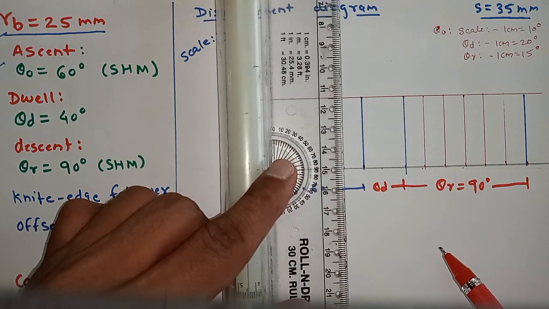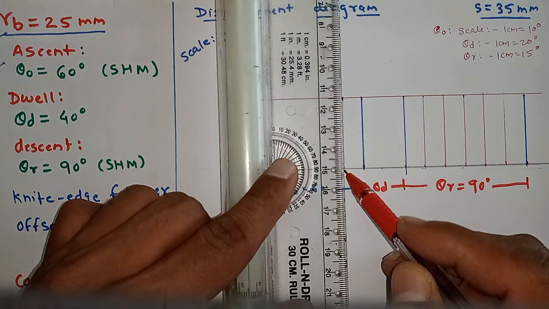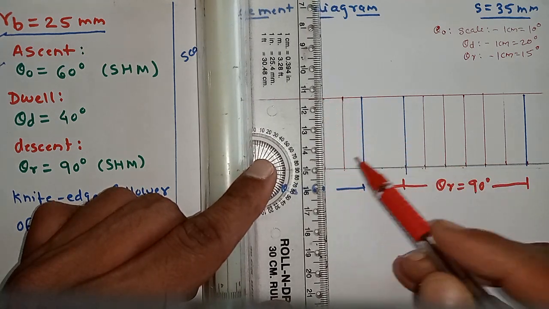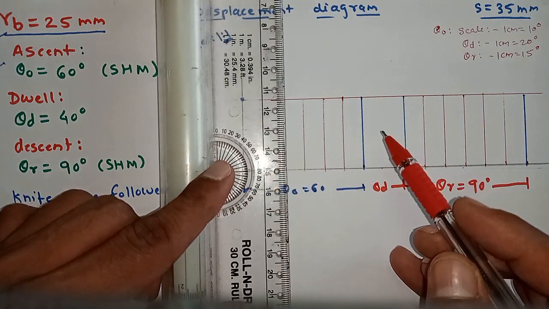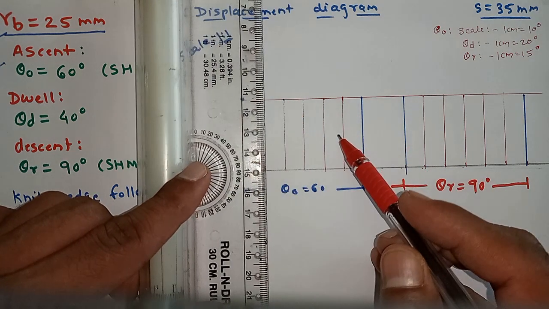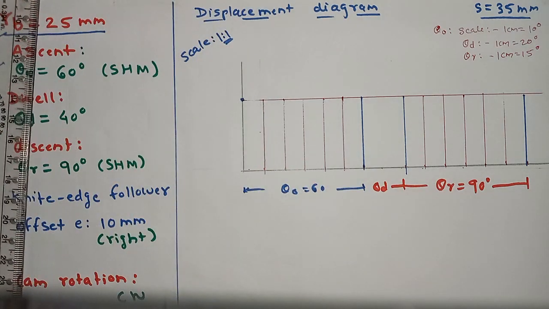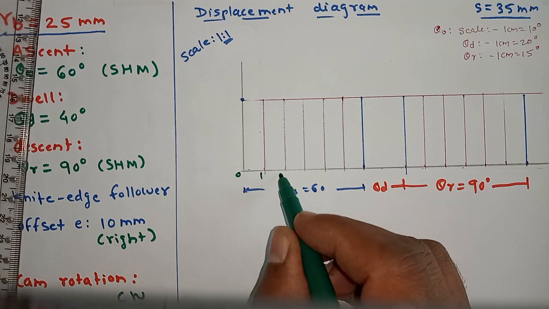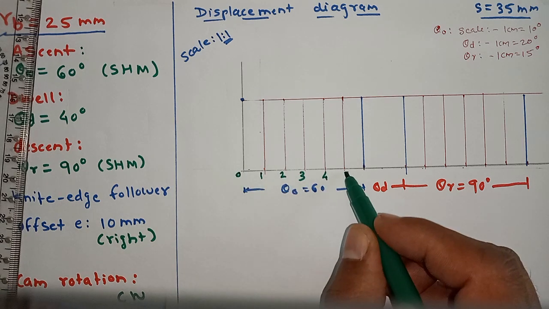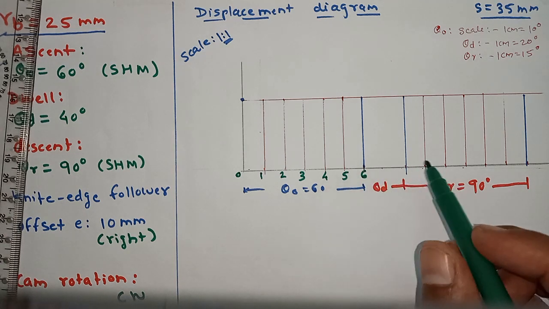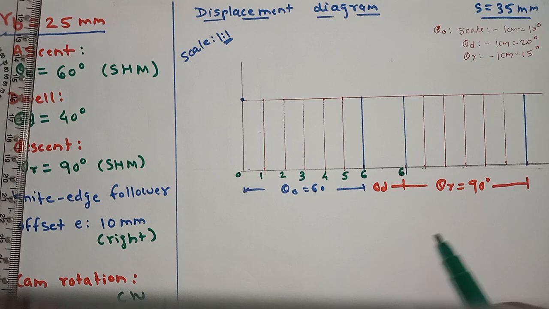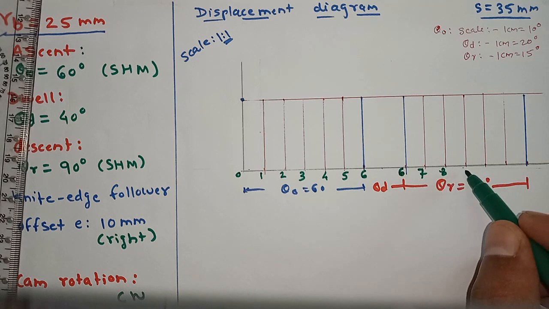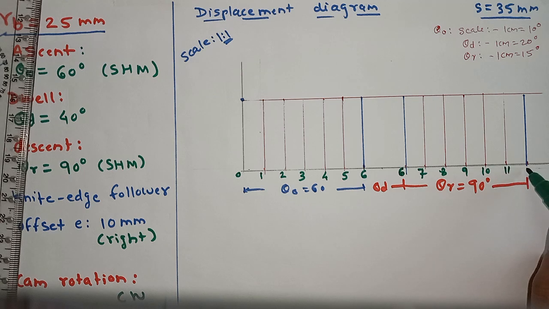I will repeat the same thing for the return stroke: first line, second line, third, fourth, fifth and sixth. Now let us number these divisions on x-axis starting from origin 0, 1, 2, 3, 4, 5 and 6. This is the dwell period, so end of dwell is also number 6. Then 7, 8, 9, 10, 11 and 12. So total 12 divisions, 6 for outstroke and 6 for return stroke.